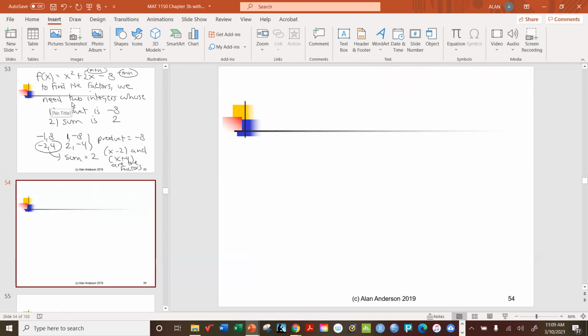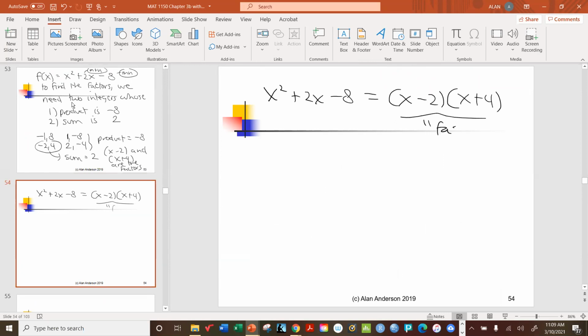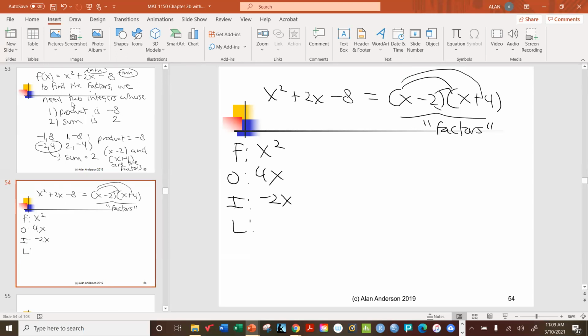So once again, this tells me that x squared plus 2x minus 8 could be written as (x minus 2)(x plus 4). These are the factors. And you can prove it with FOIL if you want to. F would be x squared. O would be 4x. I would be these two, minus 2x. And L, last rather, would be these. Okay, so those are the factors.